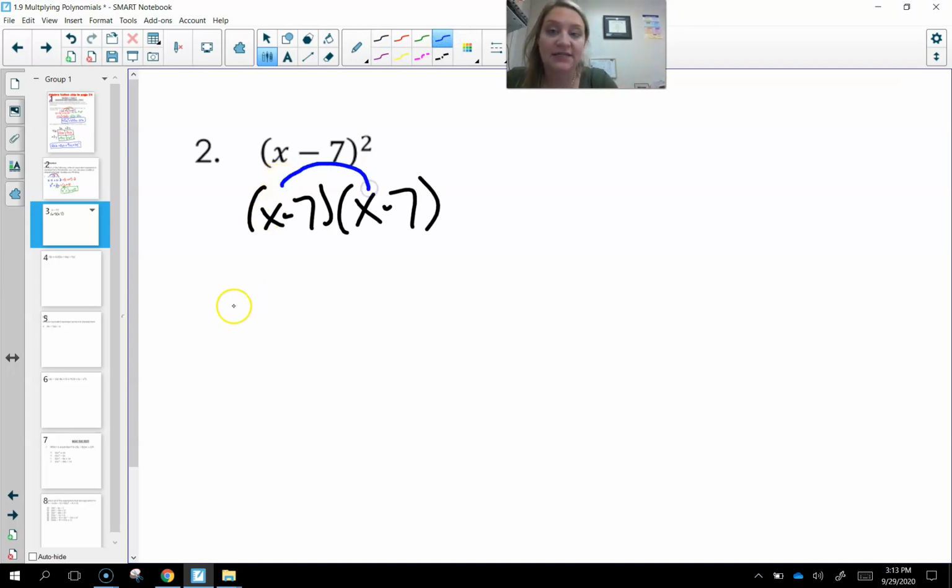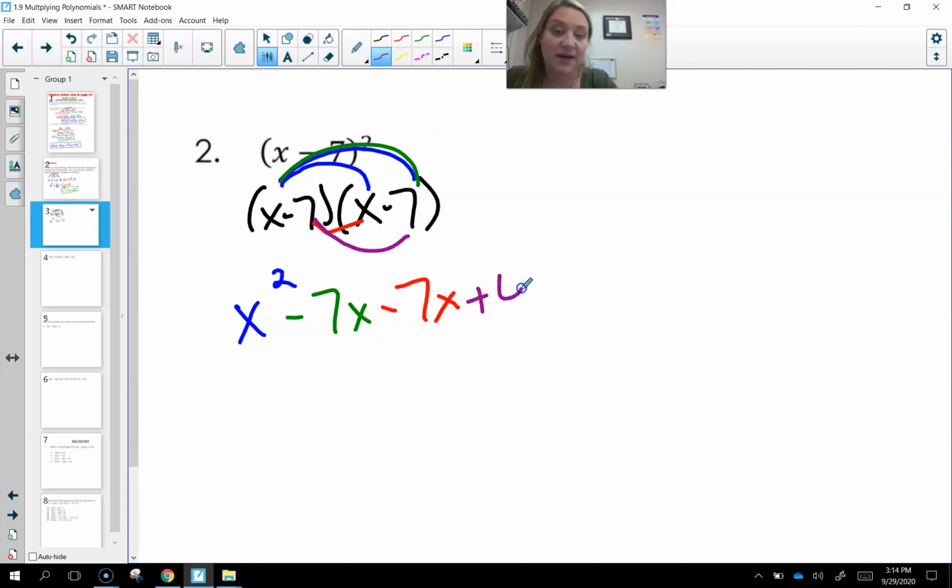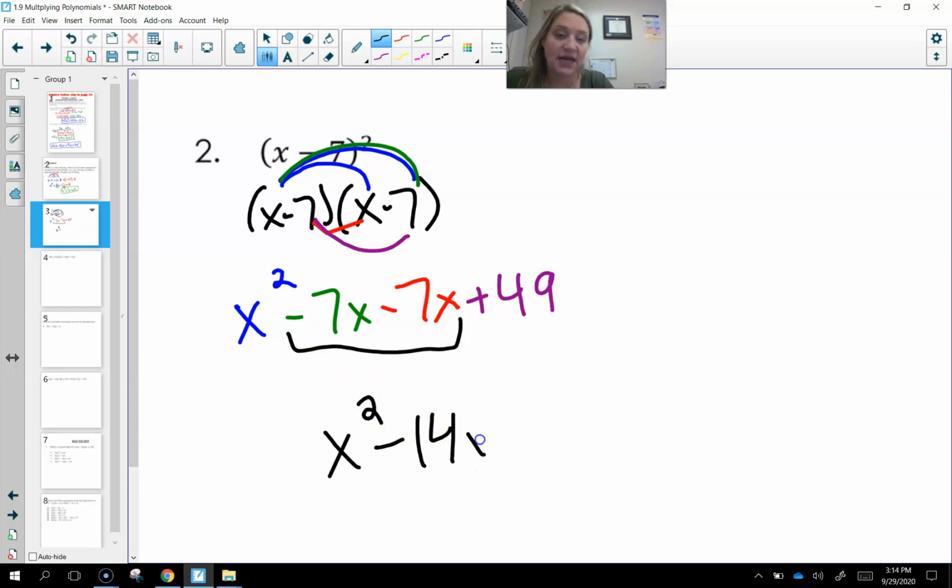So x times x gives me x squared. X times negative 7 gives me negative 7x. Negative 7 times x gives me negative 7x again. And then negative 7 times negative 7 gives me a positive 49. And I can combine like terms here in the middle. So I have x squared, negative 7 minus 7 gives me negative 14x, and then positive 49.